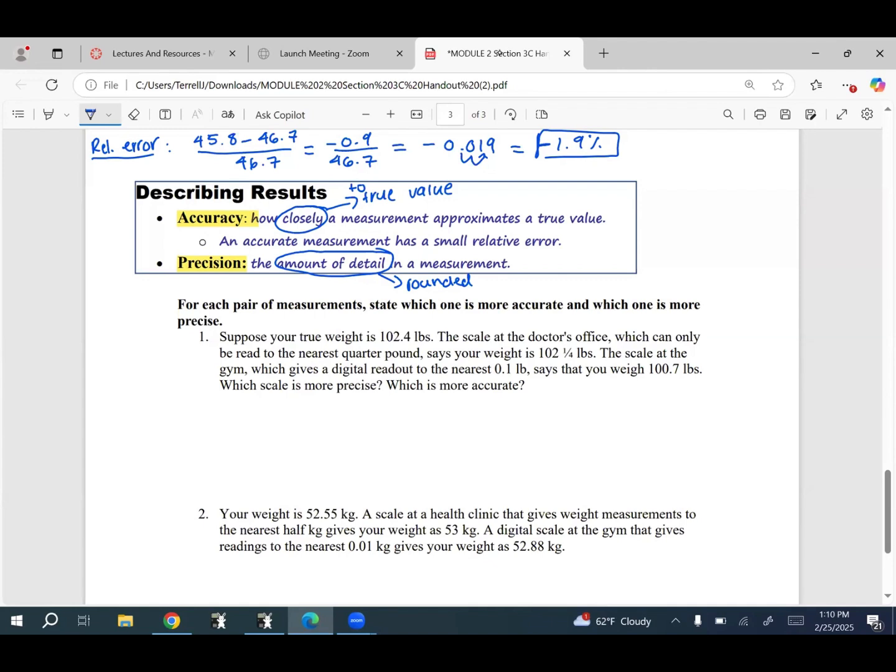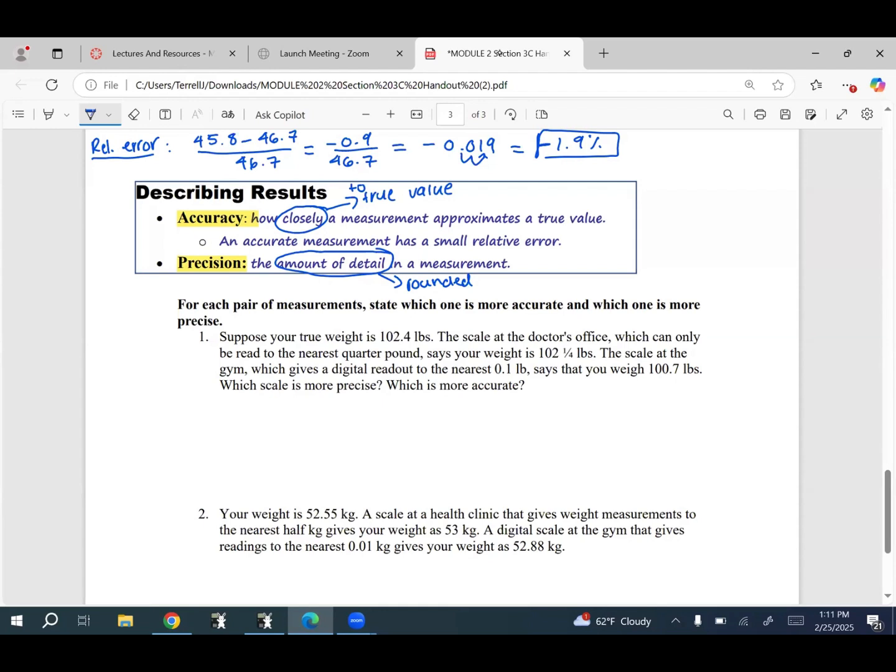Suppose your true weight is 102.4 pounds. The scale at the doctor's office, which can only be read to the nearest quarter pound, says your weight is 102.25 pounds. The scale at the gym, which gives a digital readout to the nearest 0.1, meaning tenth, to the nearest tenth pound, says your weight is 100.7 pounds. Which scale is more precise? Which is more accurate?